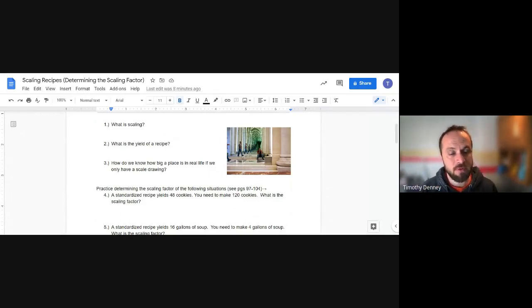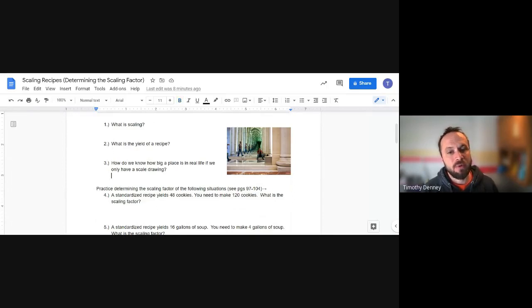Well, what is the yield? Well, the yield is how much food or beverage the recipe makes in total. So again, some sort of description along those lines. And it is defined. You can write down exactly what's in the book if you want, or you can write in your own words.